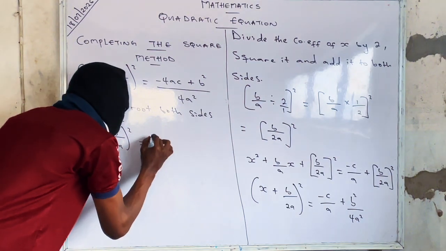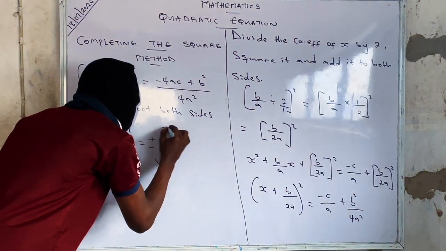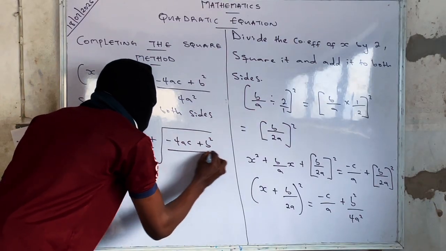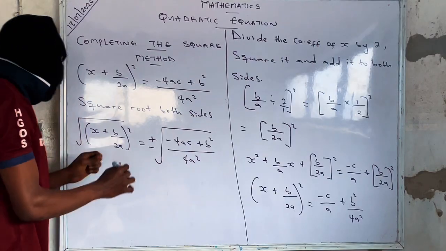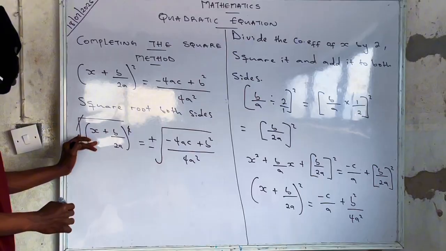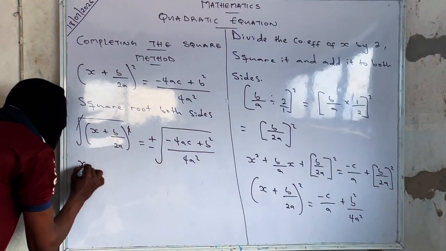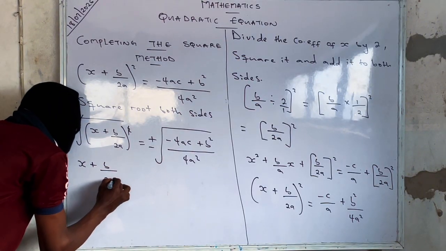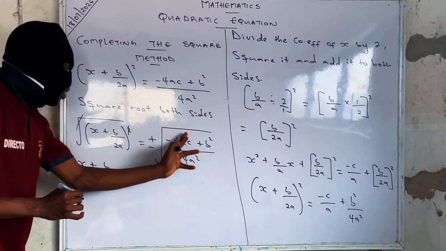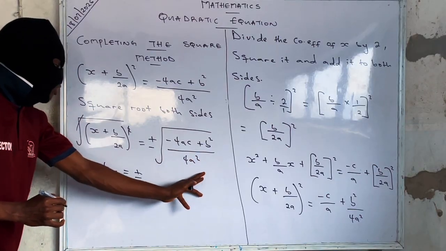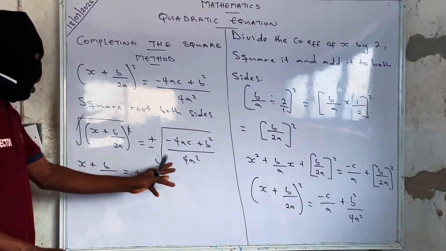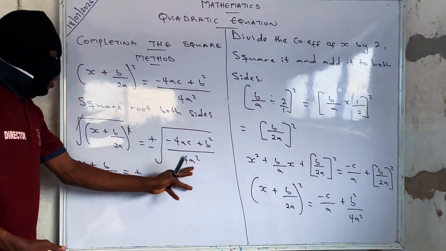Now you have your what? Plus or minus, then another square root of minus 4ac plus b square over 4a square. Now you have something like this. This is your square, we cancel this square root. So you are left with x plus b over 2a now equals to plus or minus. You cannot find the square root of this numerator here, but you can find the square root of this denominator here. Now the square root of this denominator will give us 2a, because the square root of 4 is 2, while the square root of a square is a.